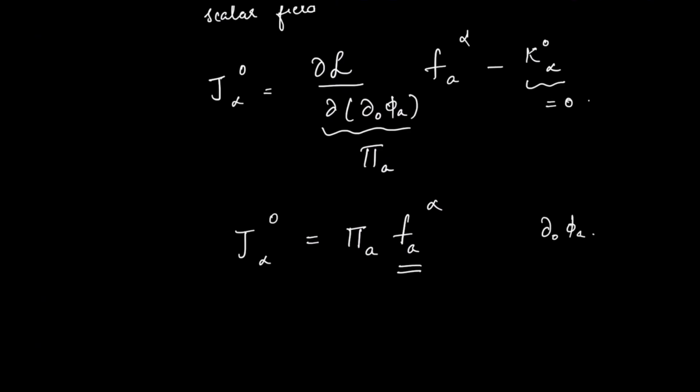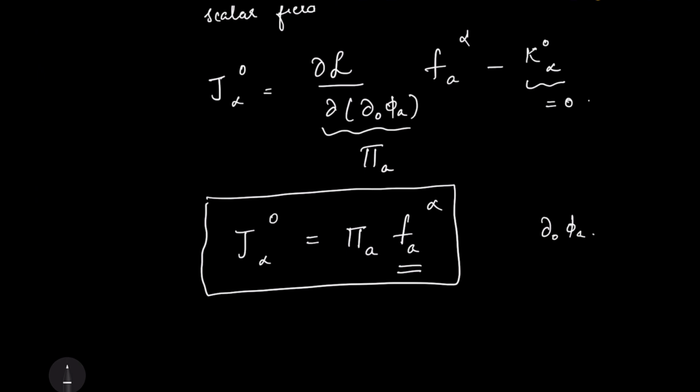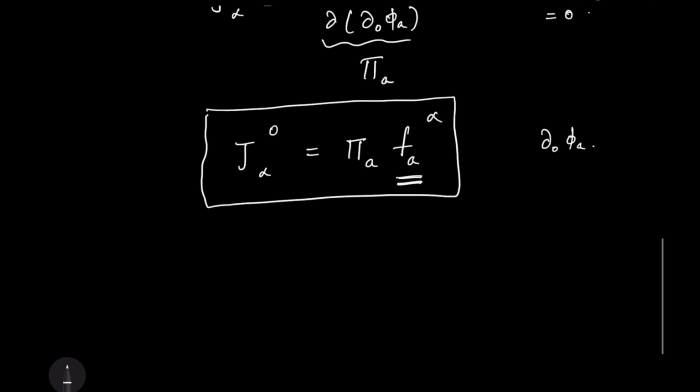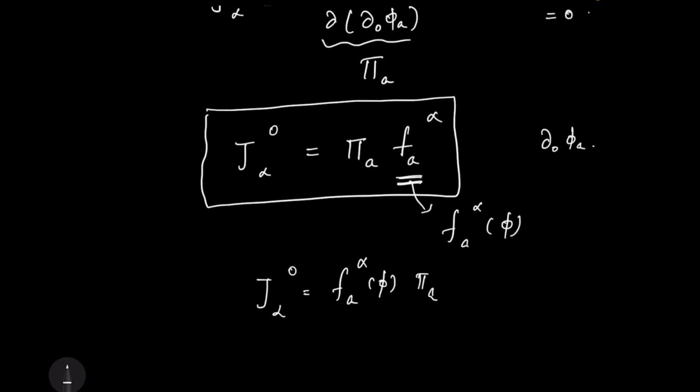So my current density is now pi a f a alpha. In classical mechanics, you can write this expression in any order, but quantum mechanically, f a alpha involves the field phi, and the momentum does not necessarily commute with phi. So f a can be a function of phi, and I cannot write J alpha 0 in any order. I cannot write f a alpha of phi first and then pi a next, because they do not necessarily commute. So you have to be very careful, because in classical mechanics you can write this expression in any order, but in quantum mechanics you cannot. So here you have a potential operator ordering ambiguity.